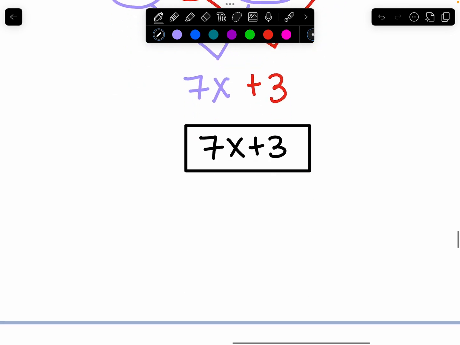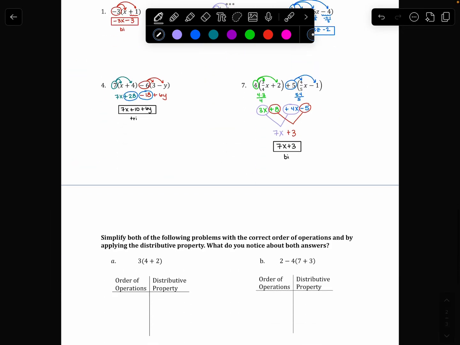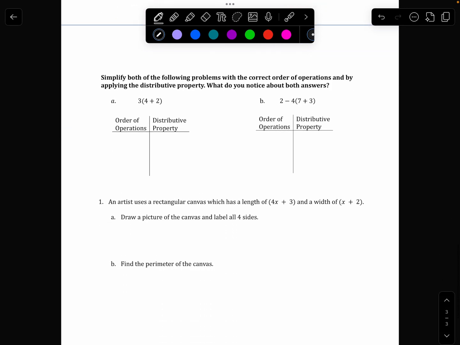Sorry if you hear dogs barking. And because there are 2 terms left here, you will have a binomial.